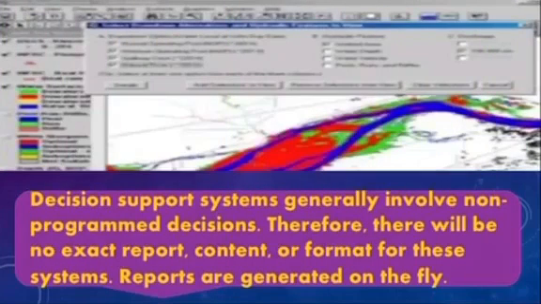Decision support systems generally involve non-programmed decisions. Therefore, there will be no exact report, content, or format for these systems. Reports are generated on the fly.